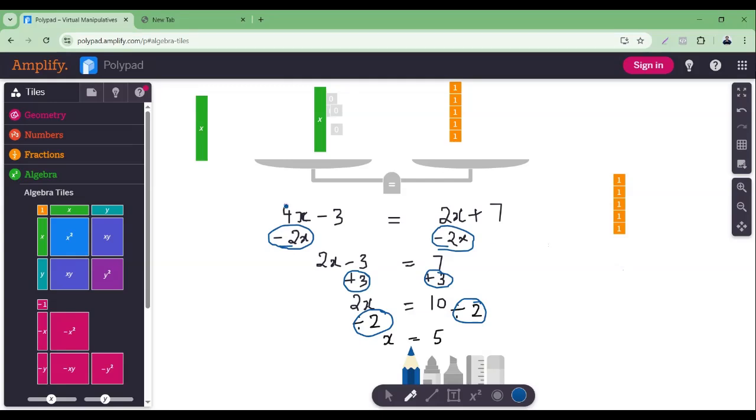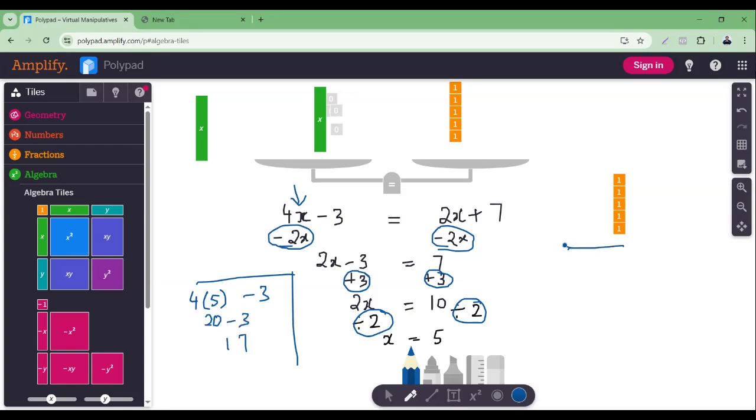Let's go to the first question, the question given to us. Let's put x is equal to 5 on the left side and see what happens. Left hand side, in the place of x, I'm going to put a 5. What happens? 4 times 5 is 20, minus 3 is 17.